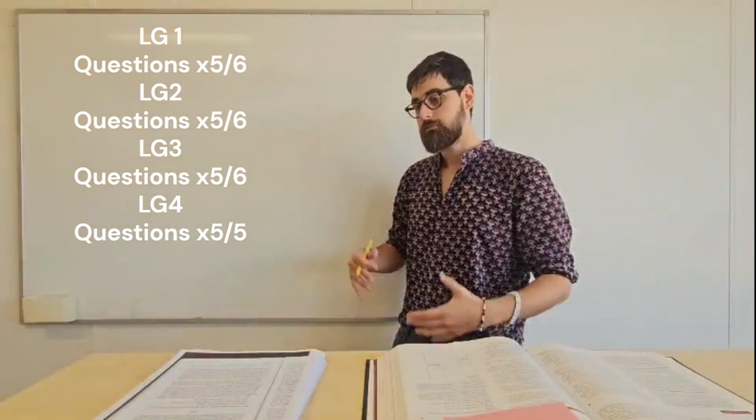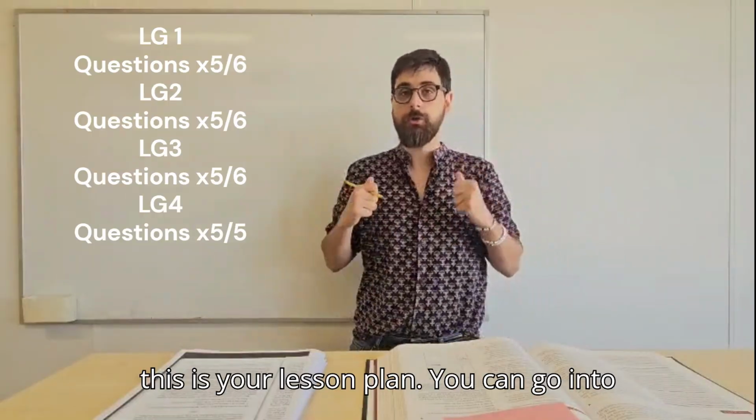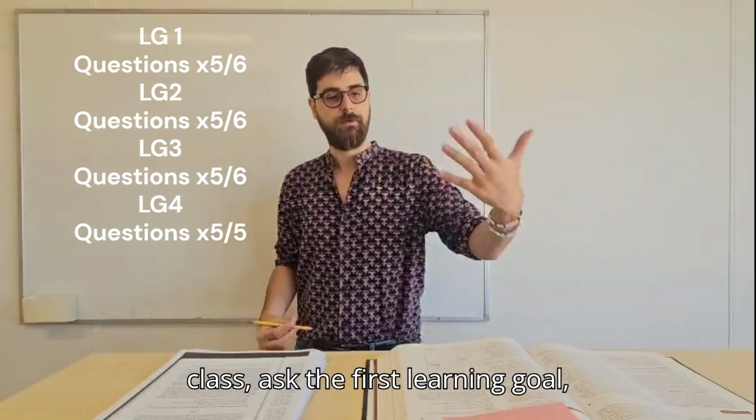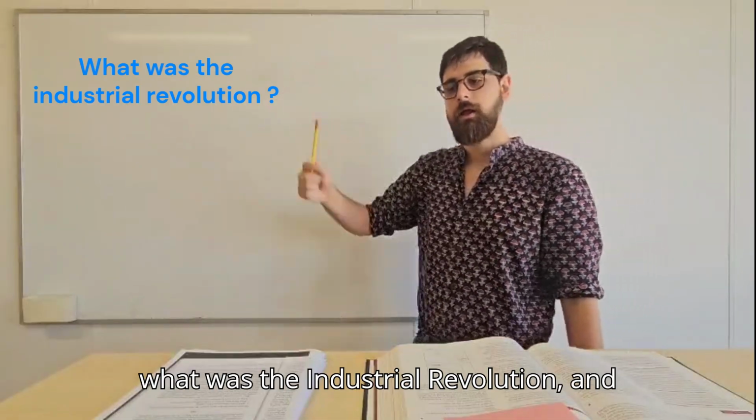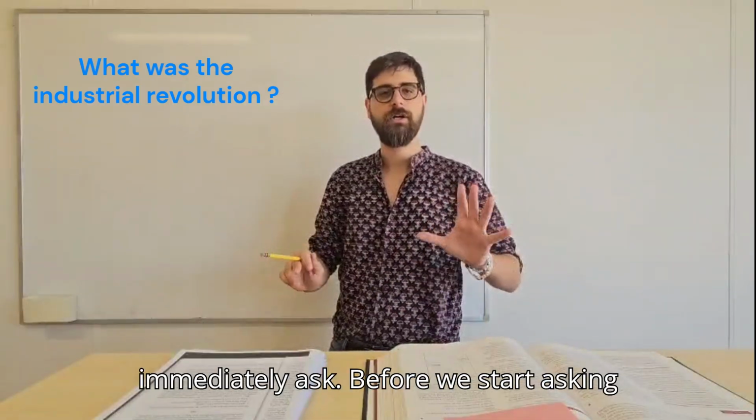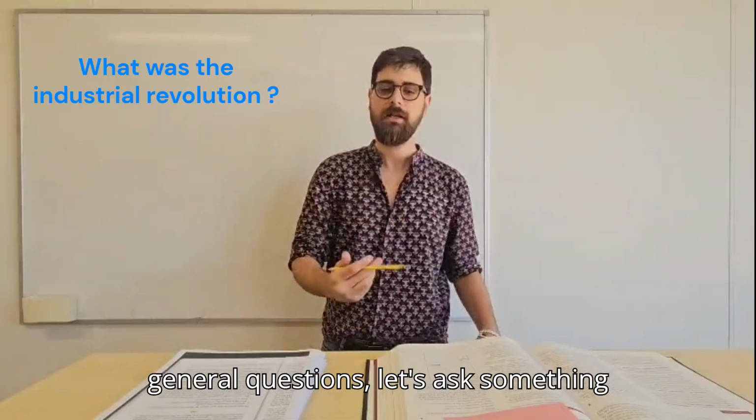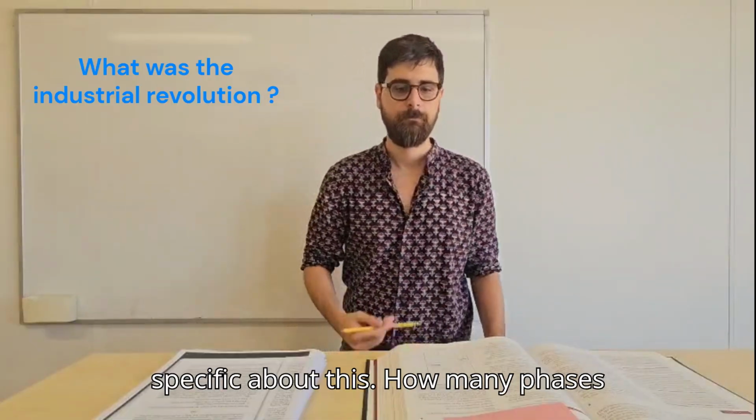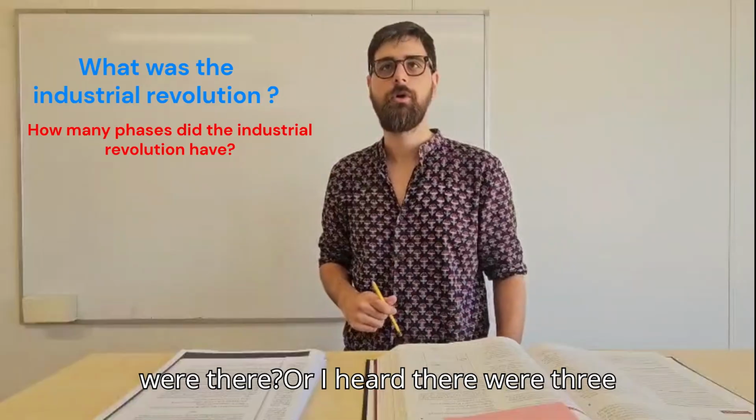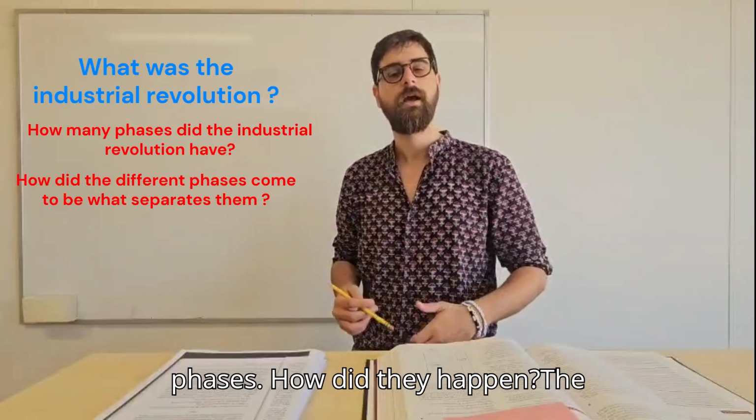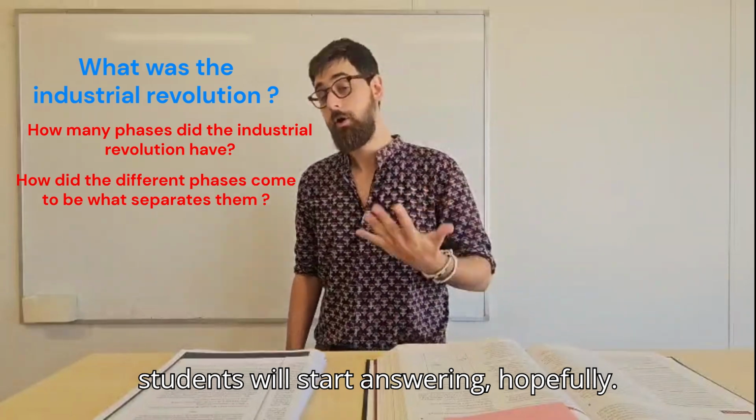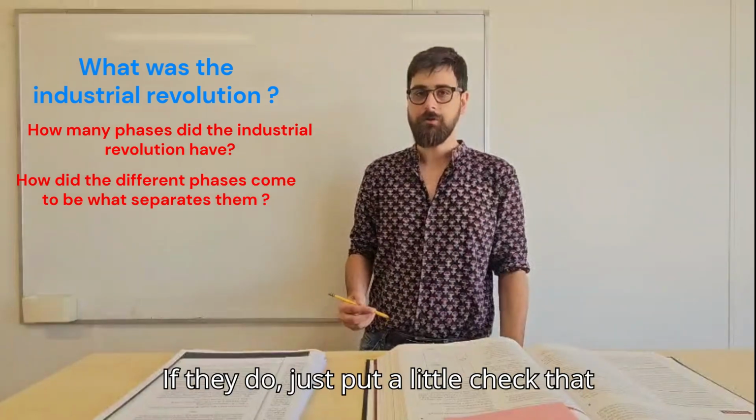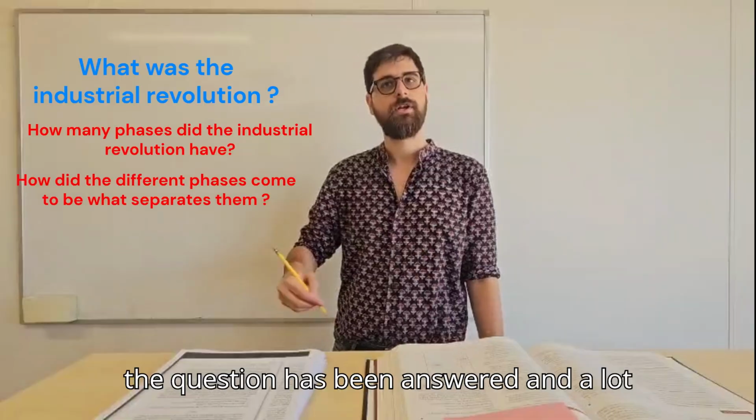So now, this is your lesson plan. You can go into class, ask the first learning goal, what was the Industrial Revolution? And immediately ask, before we start asking general questions, let's ask something specific about this. How many phases were there? Or, I heard there were 3 phases. How did they happen? The students will start answering, hopefully. If they do, just put a little check that the question has been answered.